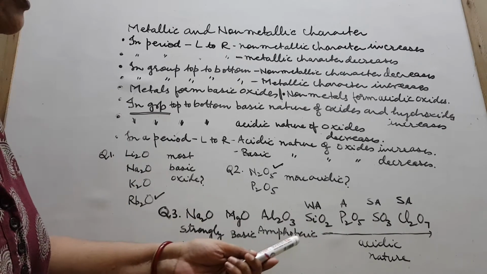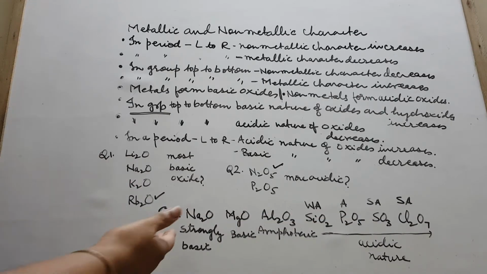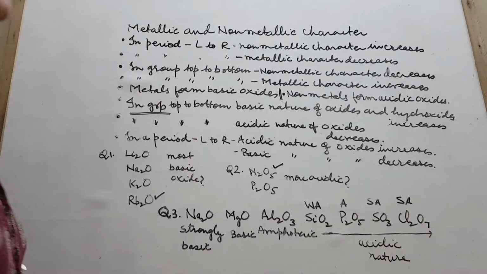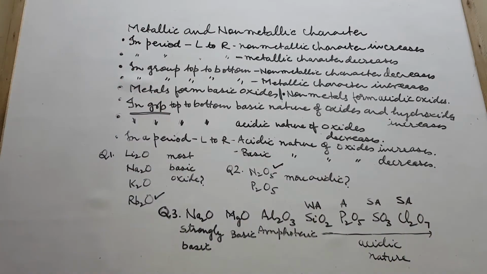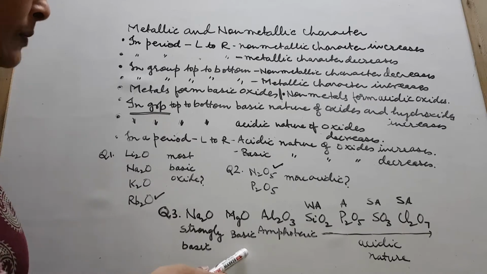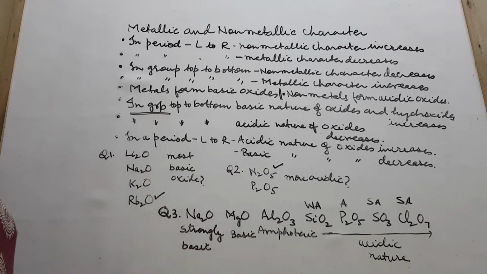Sodium, magnesium, aluminium, silicon, phosphorus, sulfur, chlorine, they're oxides. We know in moving left to right, the acidic nature of these oxides will be increasing, certainly. Now children, this will be most basic in nature. Then this is basic in nature but not as basic as it was there. Now this is aluminium oxide.